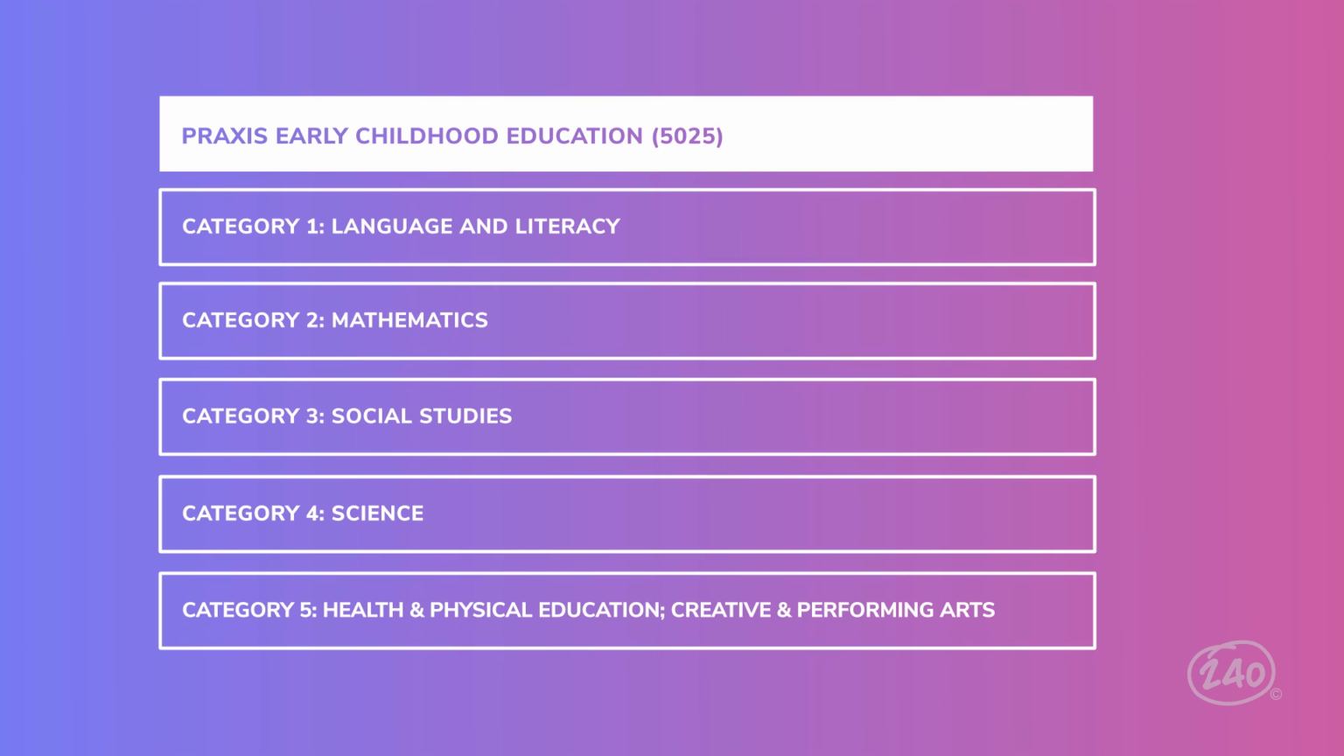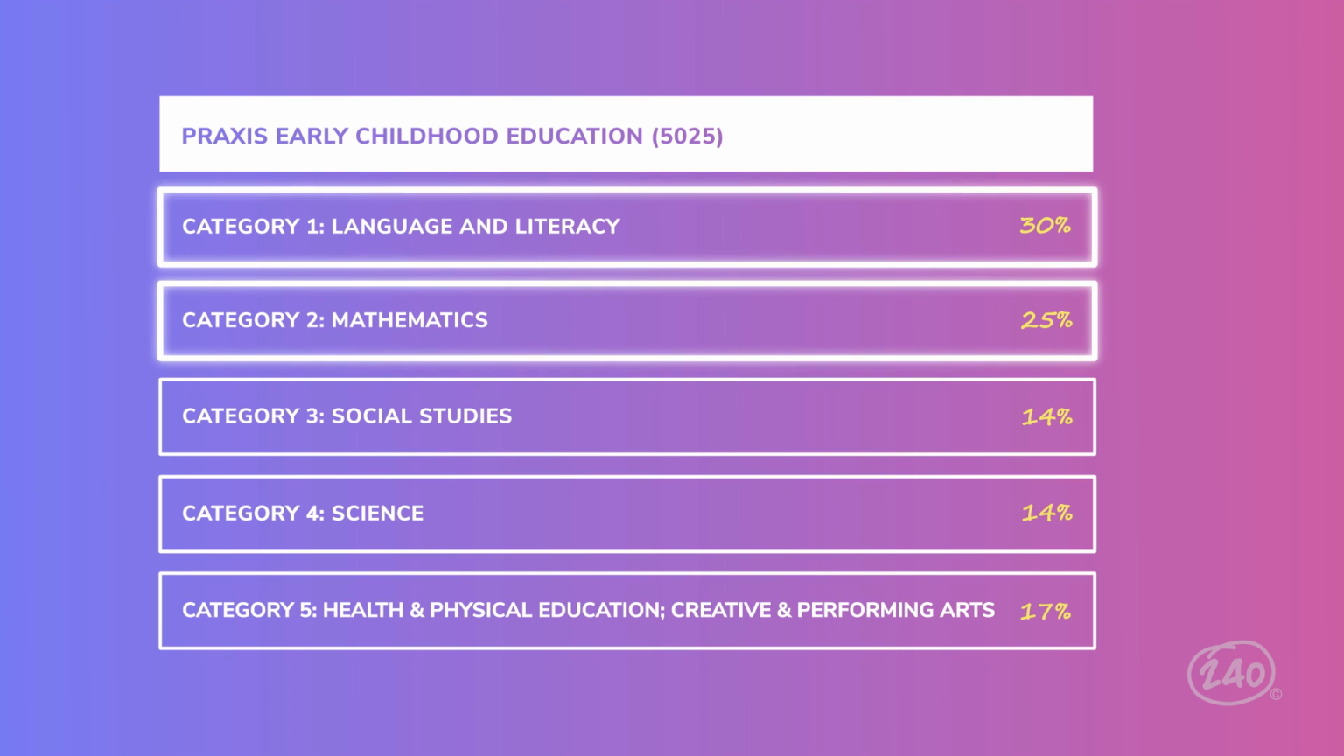Now, the Praxis 5025 exam consists of 5 content categories: language and literacy, mathematics, social studies, science, and health and physical education, creative and performing arts. Each category is worth a certain percentage of the entire exam, with language and math being worth the most. Let's jump right into the biggest with category 1.